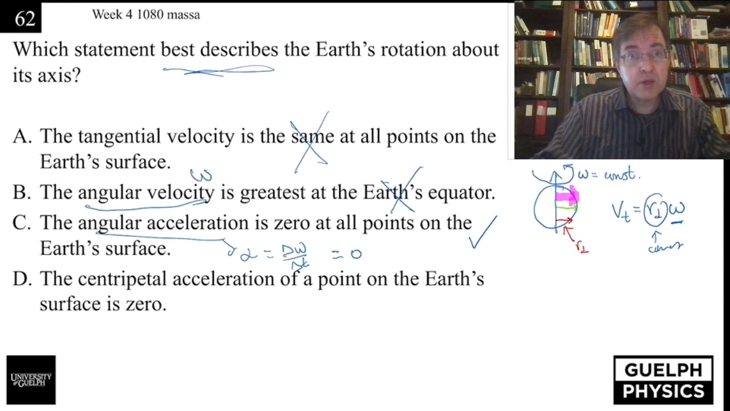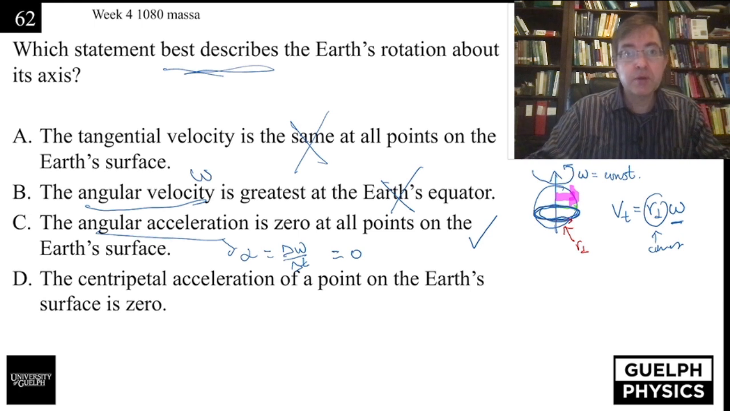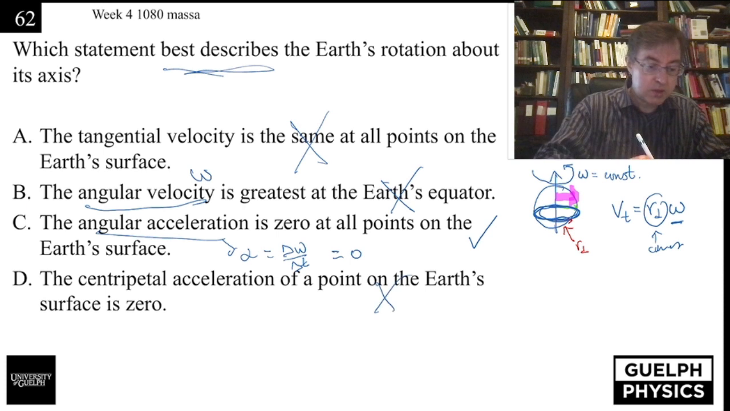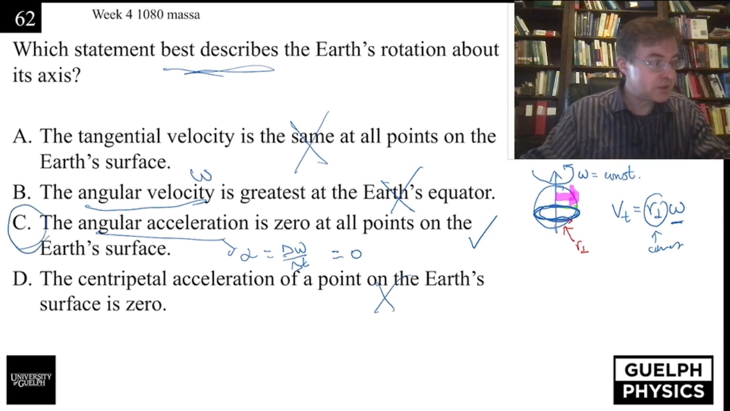And then the final point, the centripetal acceleration of a point on the Earth's surface is 0, cannot be correct because any point on the Earth's surface, like here, is executing circular motion. And anytime you have a circular motion, you have a centripetal acceleration. And so that's actually not correct. So the answer to this problem is C.